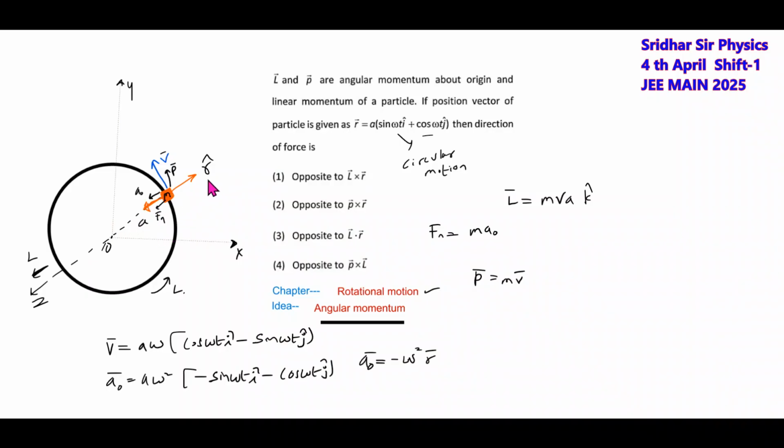will not be possible. No? This is not possible. It should then be perpendicular to the plane containing L bar and R cap. Not possible. Opposite to P bar cross R cap. P bar cross R cap, no, it will be along negative Z axis. Ruled out. Opposite to L bar dot R bar.